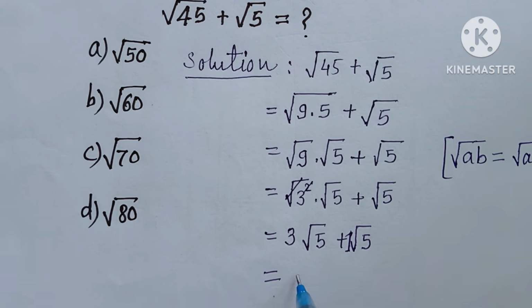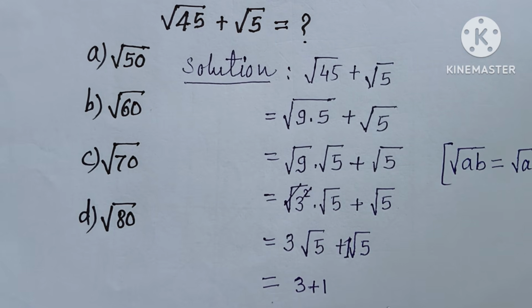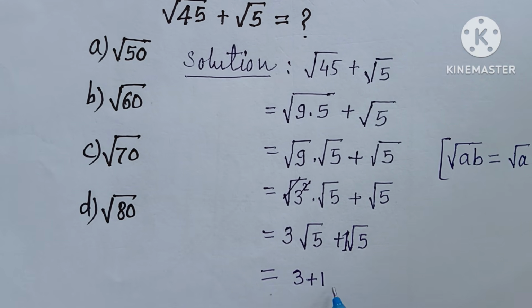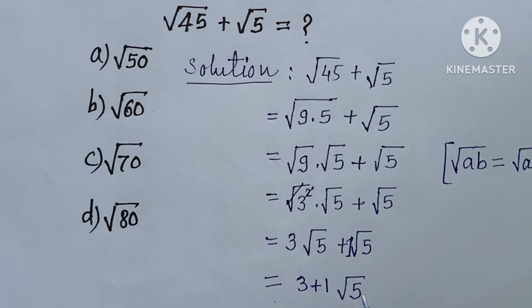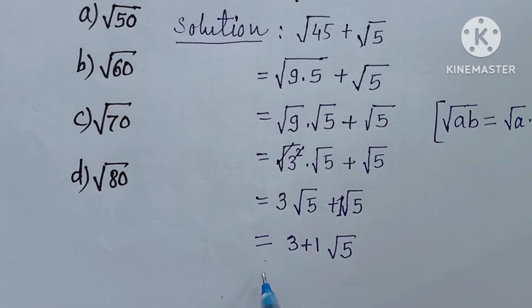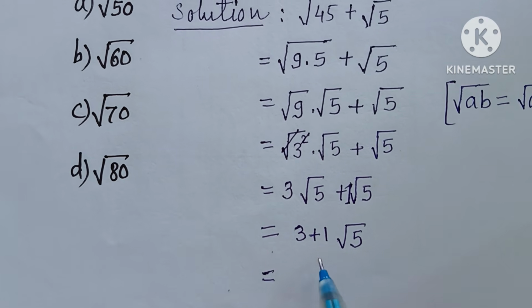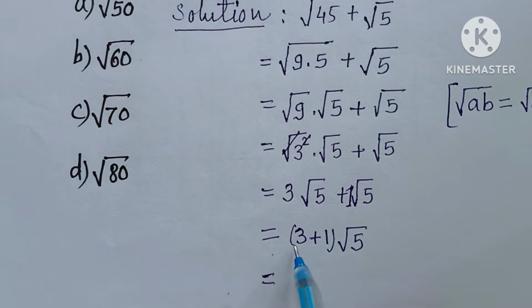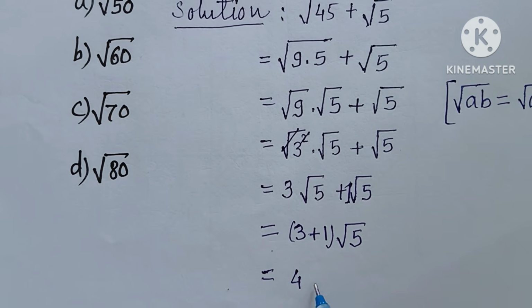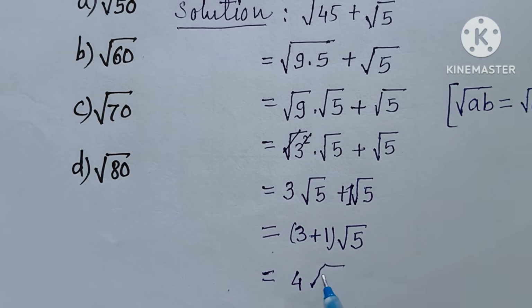Here we can write 3 plus 1 under root 5, that is equal to 3 plus 1 that is 4 under root 5.